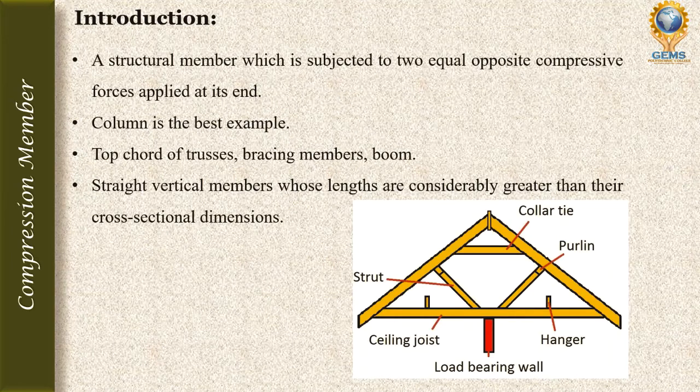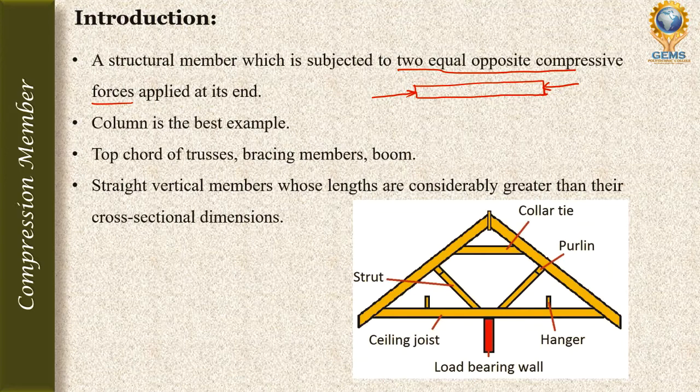Let's start our lecture with the introduction. A compression member is a structural member which is subjected to two equal and opposite compressive forces applied at its ends. Assume this one is a compression member. So this is how the two equal and opposite forces will be applied at the ends.